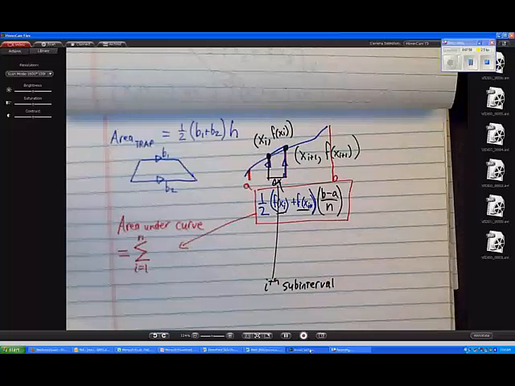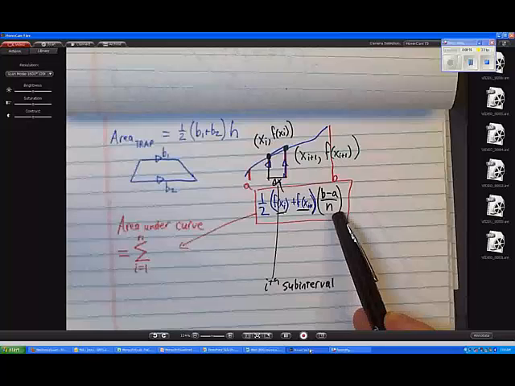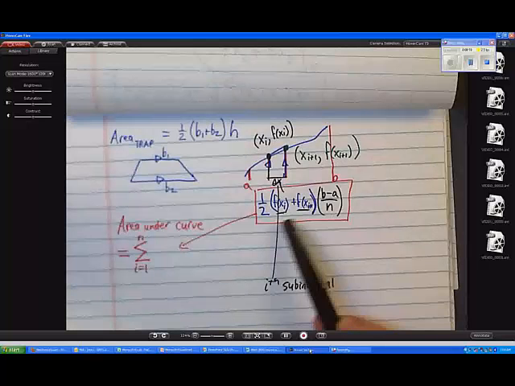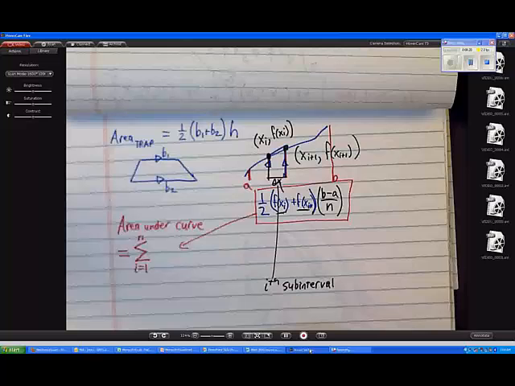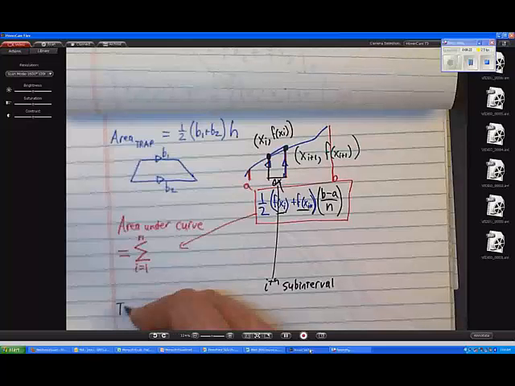I just don't feel like writing it. Well, I almost do. Let me say something about it. Did you notice that you can bring some stuff out in front of the summation sign? What can you bring out front? The b minus a over n we can bring out front. What else can we bring out front? The 1/2.